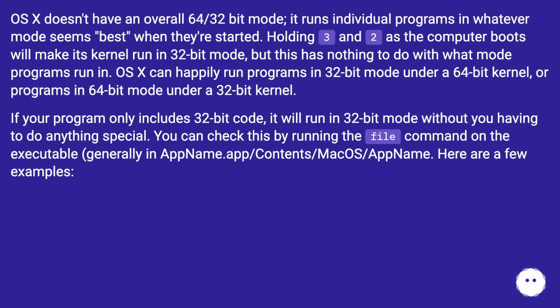OSX doesn't have an overall 64/32-bit mode. It runs individual programs in whatever mode seems best when they're started. Holding 3 and 2 as the computer boots will make its kernel run in 32-bit mode, but this has nothing to do with what mode programs run in. OSX can happily run programs in 32-bit mode under a 64-bit kernel, or programs in 64-bit mode under a 32-bit kernel. If your program only includes 32-bit code, it will run in 32-bit mode without you having to do anything special. You can check this by running the file command on the executable, generally in appname.app/Contents/MacOS/appname.